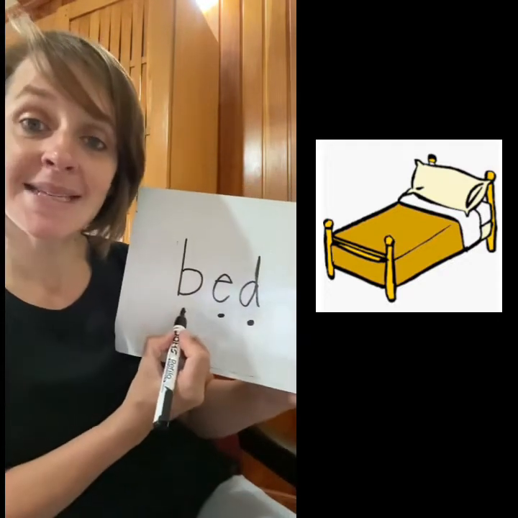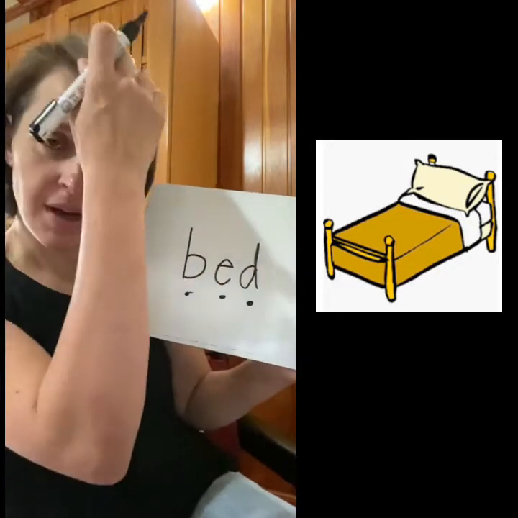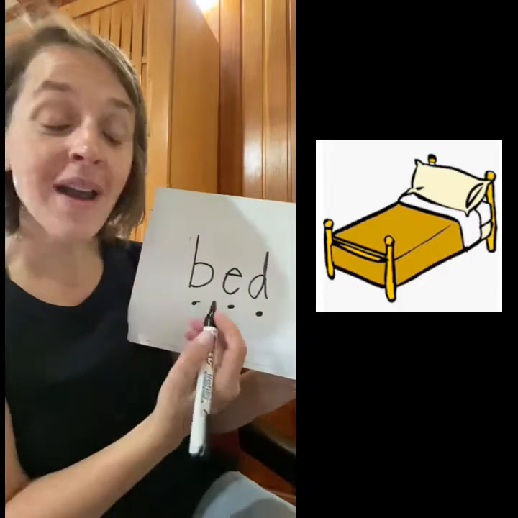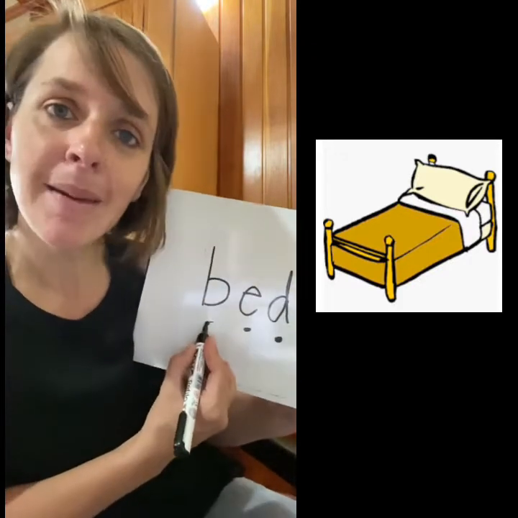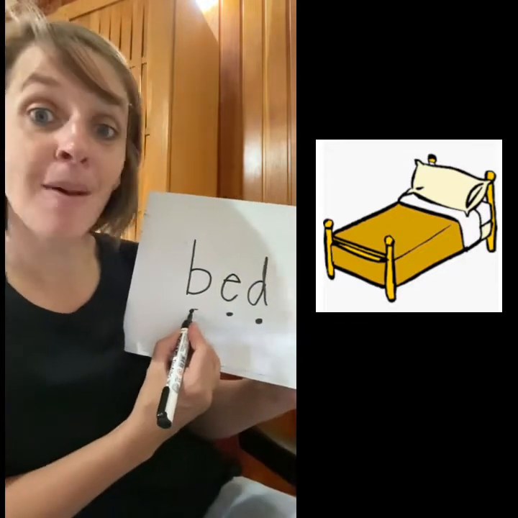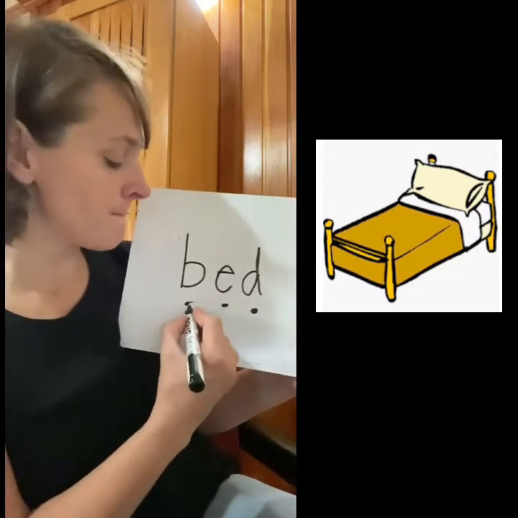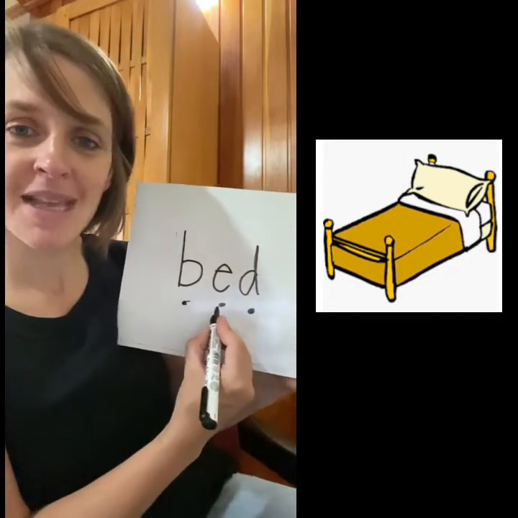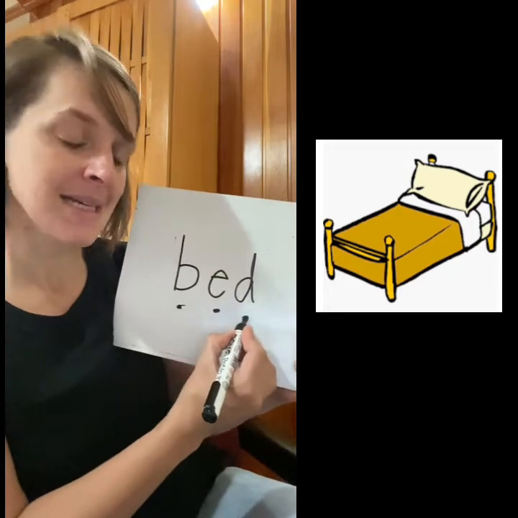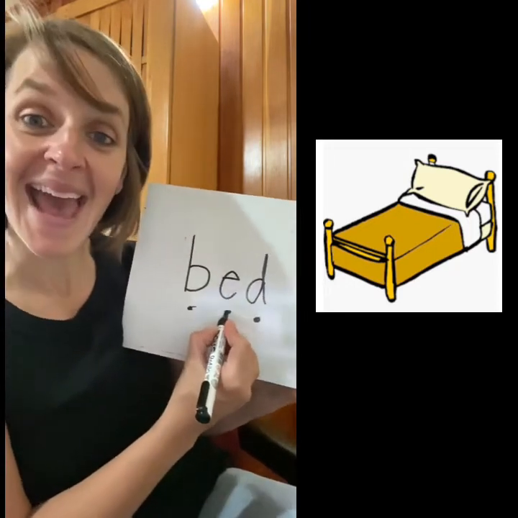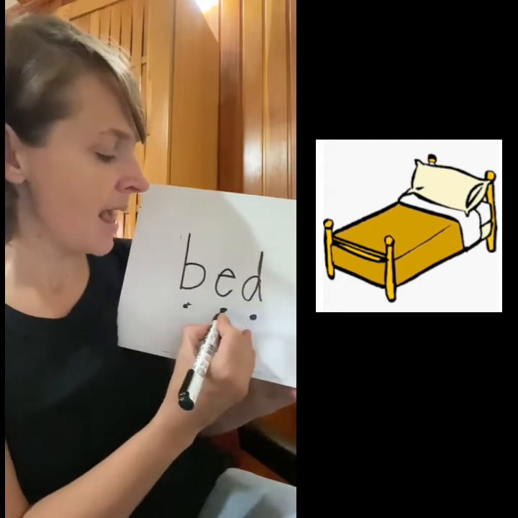So the beginning sound is the first sound in a word. B, b, b. What is the beginning letter? B. B makes the sound B, like the blue and brown bird I was drawing earlier. Then the middle sound of the word B, E, D. The middle sound is eh, e, b, eh.